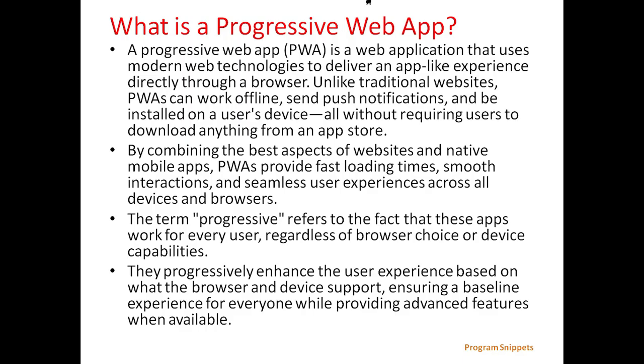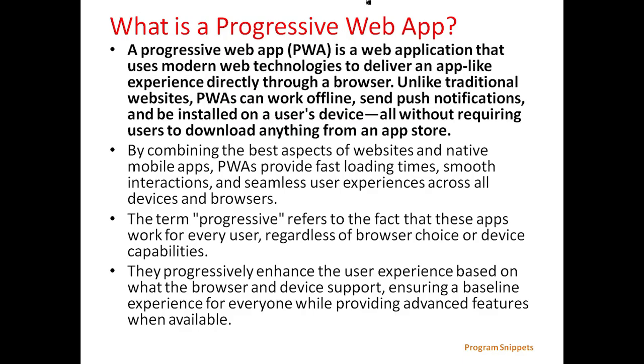Here we will see progressive web app. First we will see what is progressive web app. It is a web application that uses modern web technologies to deliver an app-like experience directly through a browser. Unlike traditional websites, progressive web apps can work offline, send push notifications, and can be installed on the user's device, all without requiring the users to download anything from an app store.